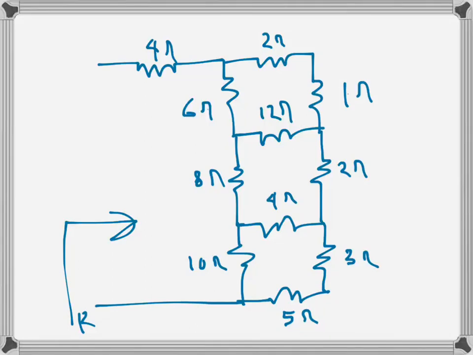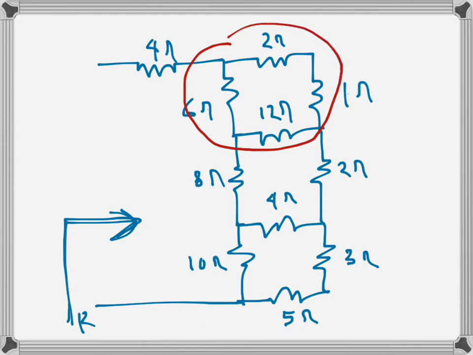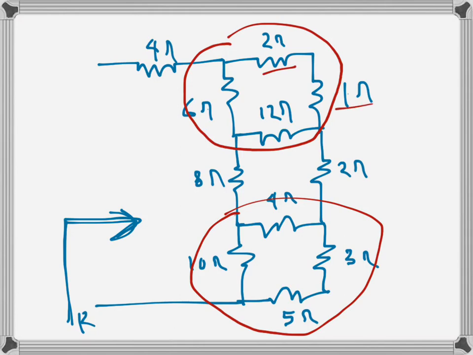For this circuit we want to find the resistance as seen from here. So when we look at the circuit, we can see that there is one delta here, and then there is another delta here. So when we say delta, we can see that these two resistances are in series in the first one, and here also these two resistances are in series.